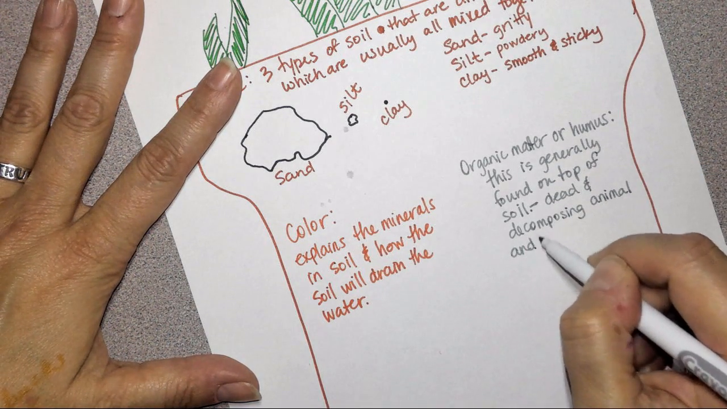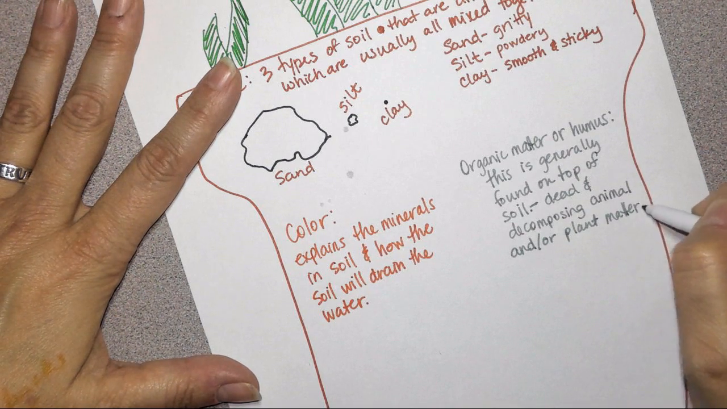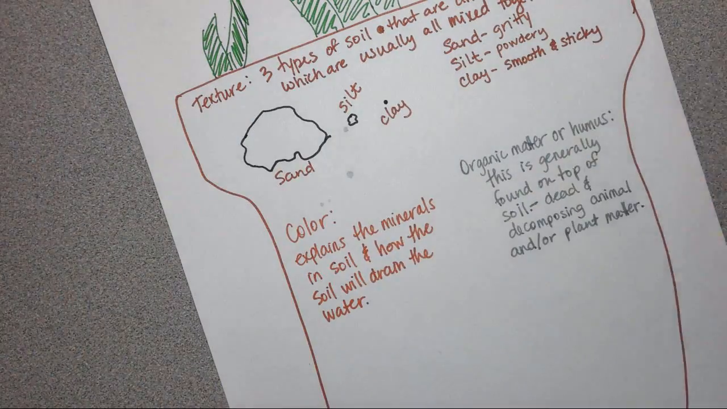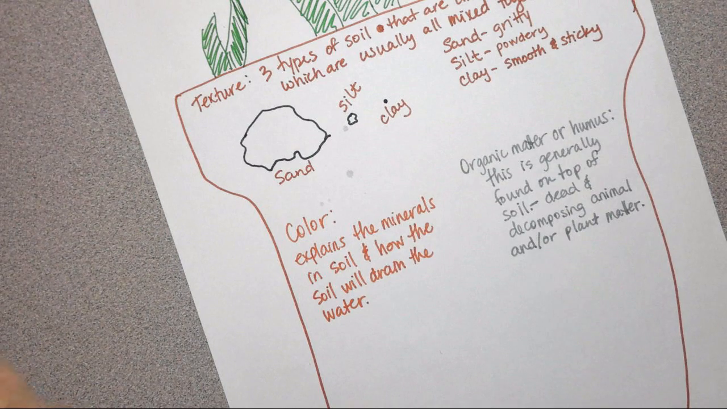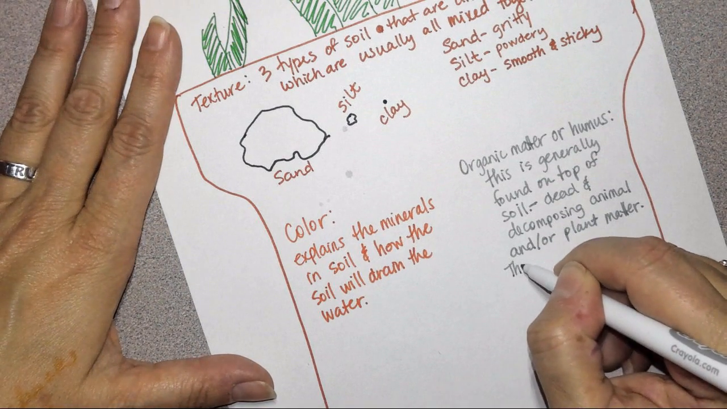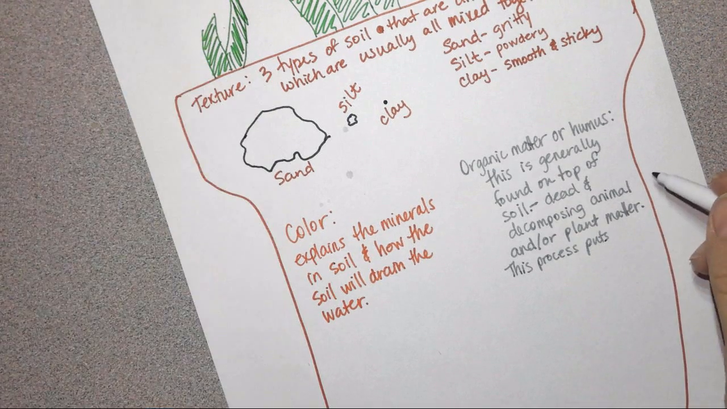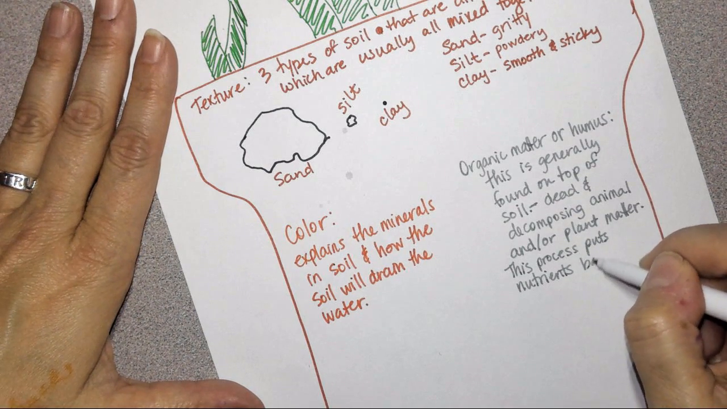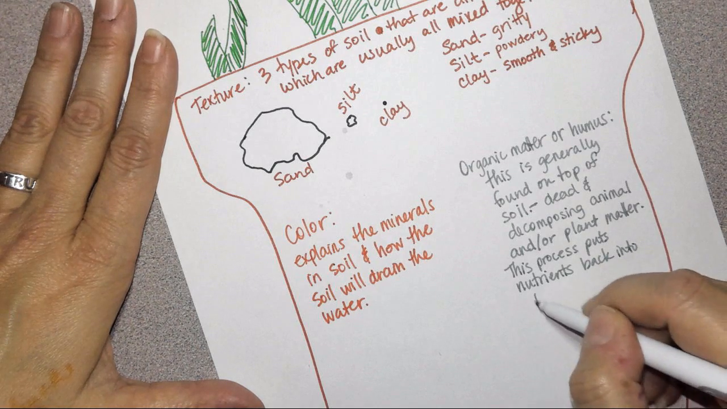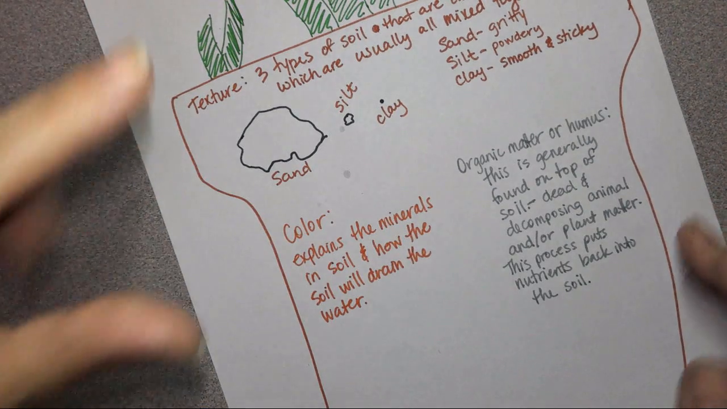Animal and or plant matter. Okay, so these are dead and decomposing, so they're breaking down, breaking into little bitty pieces, right? Breaking down. And so what this is doing is this process puts nutrients back into the soil. Okay, breaks everything down till it's very minute, very, very small pieces.